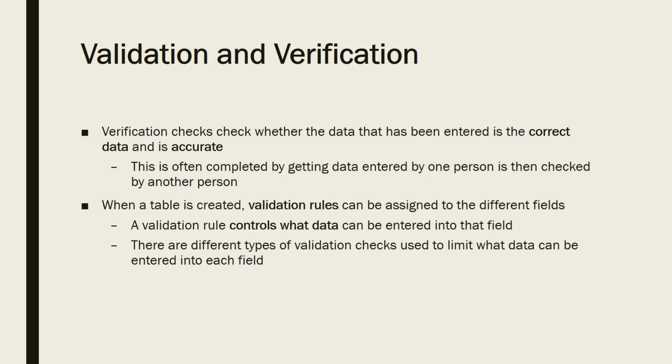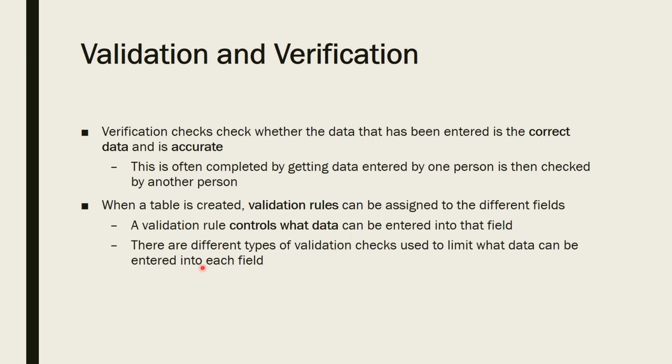Validation and verification. We have already talked about verification and validation in our chapter number 7. So the same concepts we will be following over here as well, but in the aspects of data. So verification checks whether the data that has been entered is correct and accurate. This is often done by having data entered by one person and then checked by another person. When a table is created, validation rules can be assigned to the different fields. A validation rule controls what data can be entered into that field.